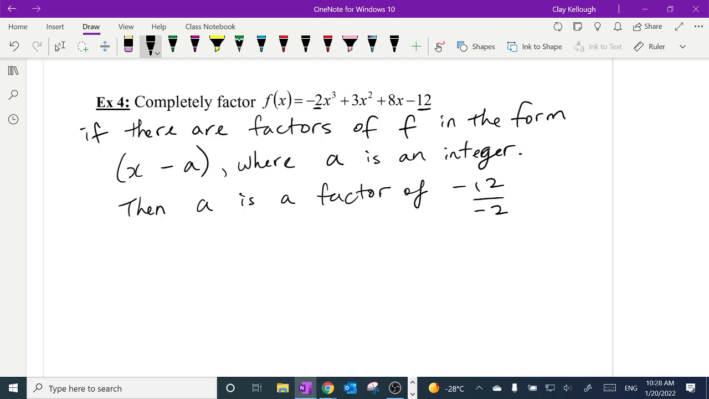So what are the factors of -6? Well, first of all, what are the factors of -12? -12 can have plus or minus 1, plus or minus 2, plus or minus 3, plus or minus 4, plus or minus 6, and plus or minus 12. So these are my factors of 12.